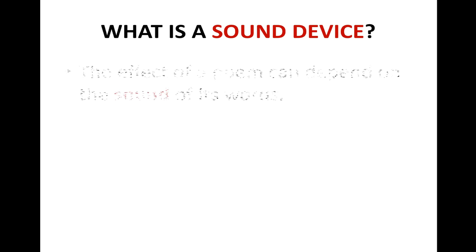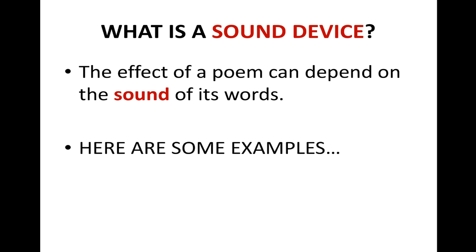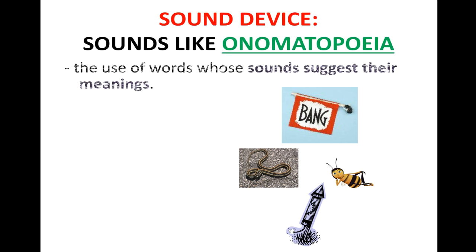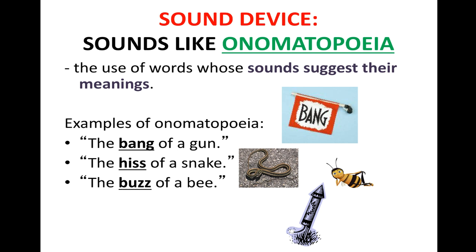And what is a sound device? The effect of a poem can depend on the sound of its words. Here are some examples. The first sound device is onomatopoeia, the use of words whose sounds suggest their meaning. For example, the bang of a gun. Bang, bang. You see, it shows the meaning of the word. Or the hiss of a snake. When snakes move, they make this sound. And the buzz of a bee, or the pop of a firecracker.